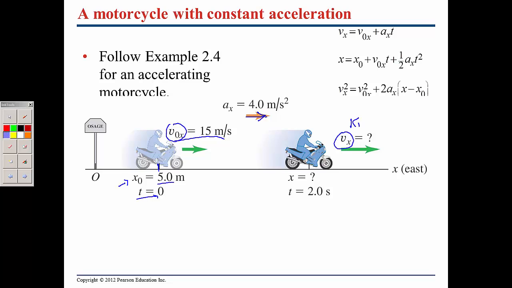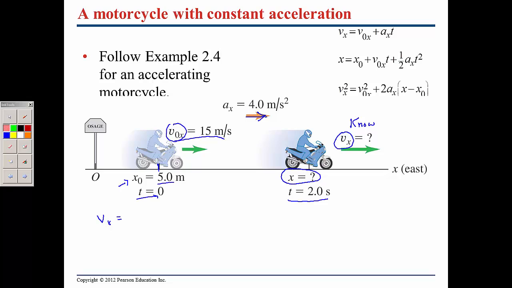So this is something that we want to know. We want to know how fast he's going at the end of some period of time, and we know what period of time that is. That's 2 seconds. The other thing that we want to know is how far he traveled. So let's start with the velocity. We want to know what his final velocity is equal to. And so we go up here and take a look at our equations and say, alrighty, which one of these equations deals with velocity?